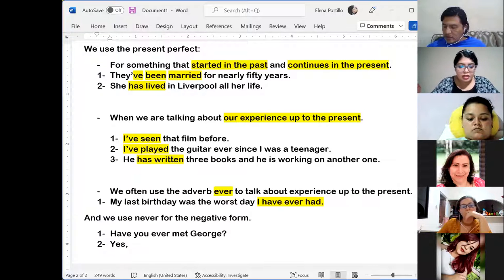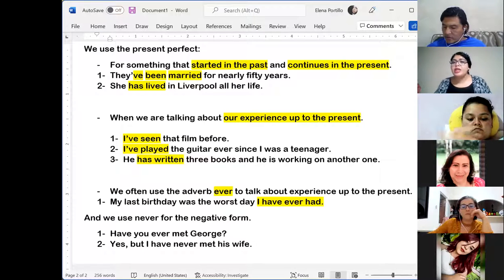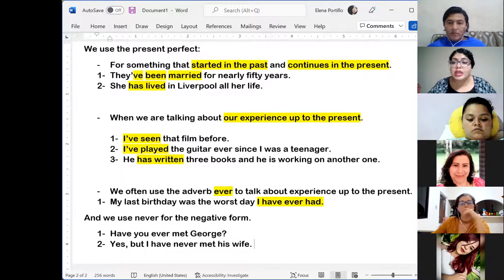Yes, but I have never met his wife. Okay, in the question, someone is asking us if we know who George is, or maybe we know who he is. But in our answer, yes, we know who George is, but we have never met his wife.